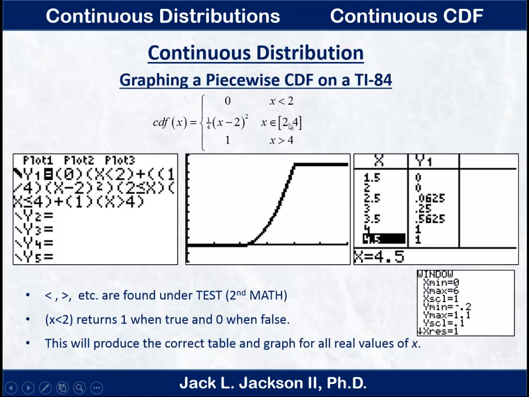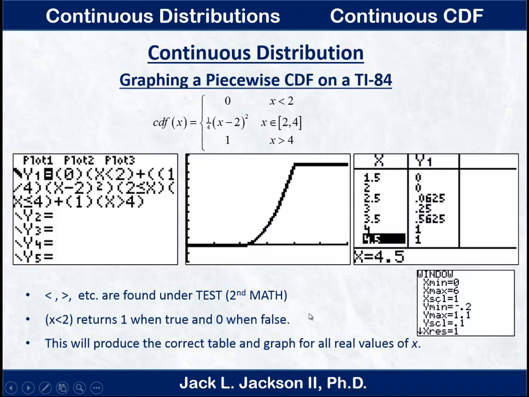If x is between 2 and 4 inclusive, the x less than 2 will be false, so this is 0, so that goes away. X greater than 4 will be false, so this will be 0 for that part. This part will be 1, and this part will be 1, and so what you're left with is 1/4 times whatever x is minus 2 squared, and it gives you the right thing.